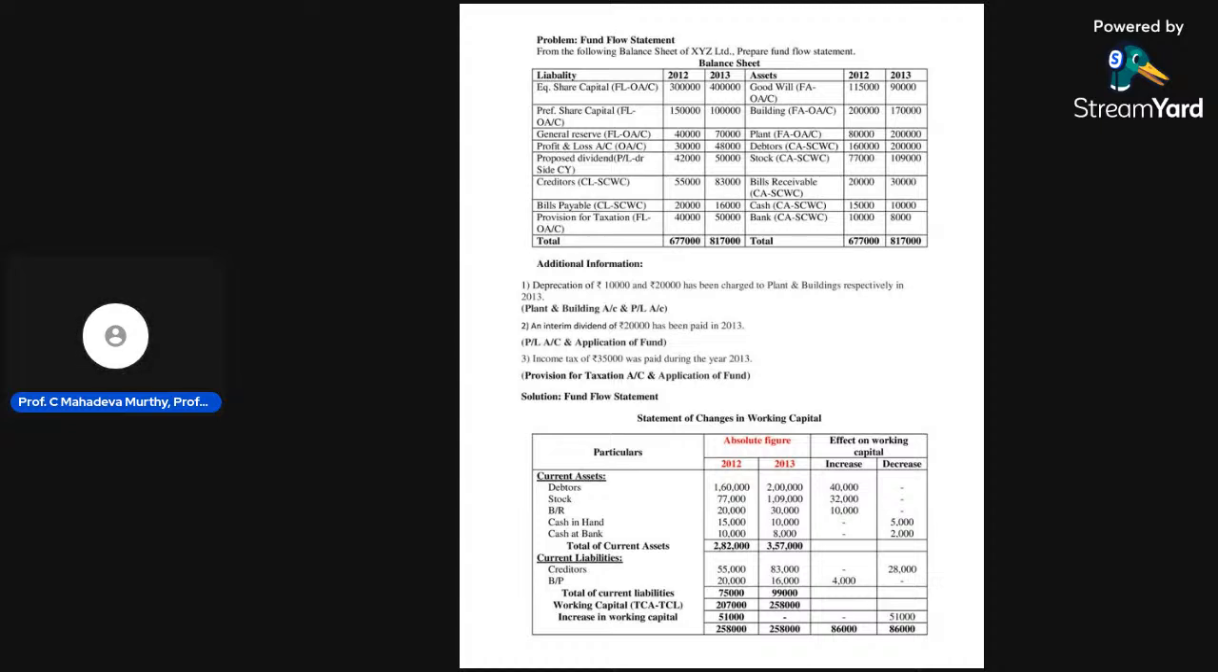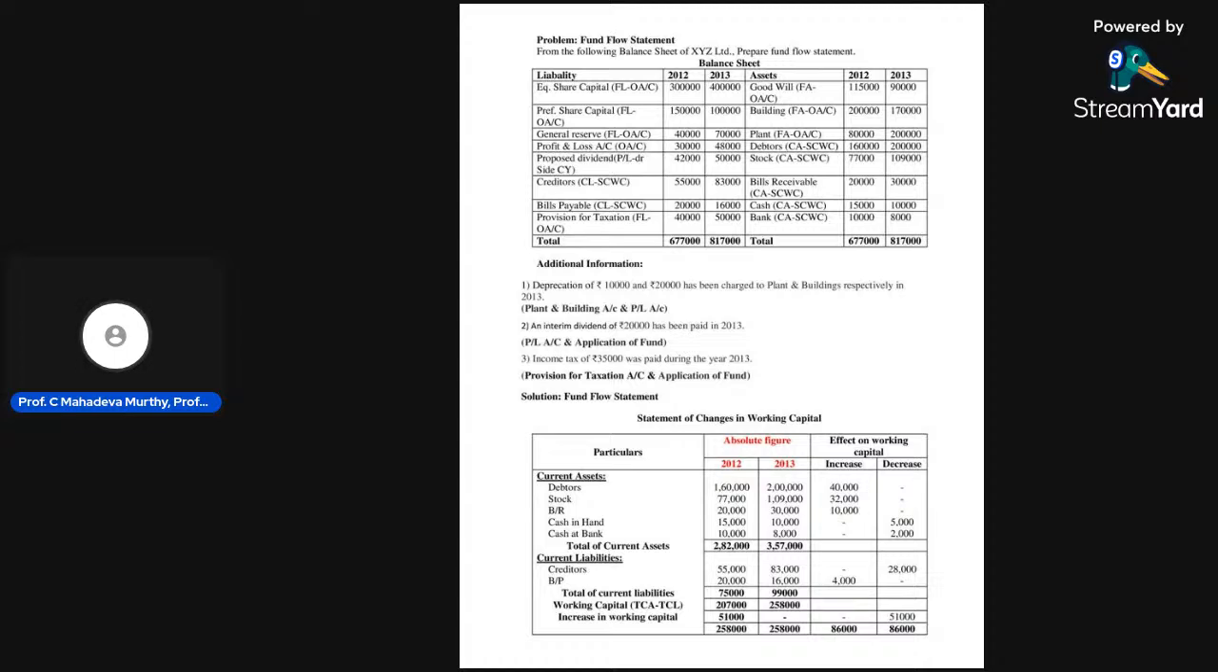Then here, open an account. OAC means open account. Two effects: first, fund flow. We need to consider equity share capital in fund flow and open an account. Then preference share capital, that is also fund flow and open an account.